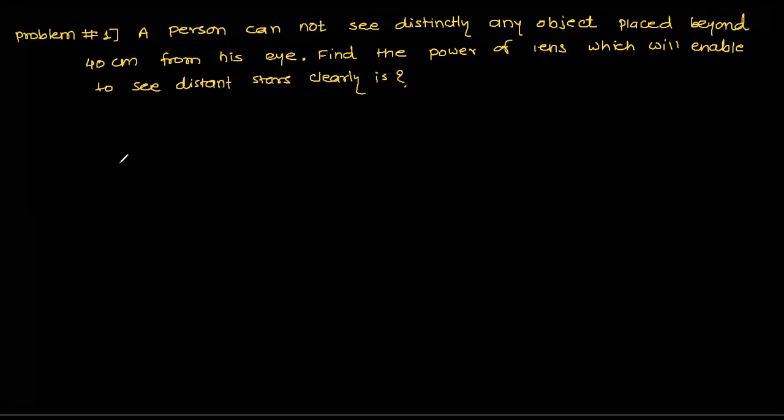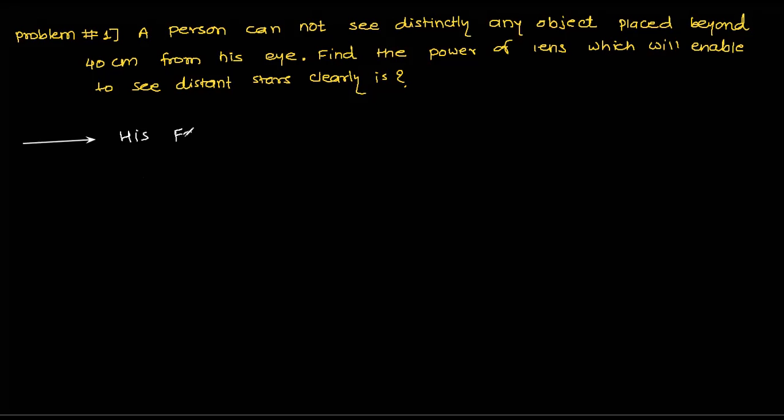Okay, so this is the question. You might have understood what he is saying. If a person cannot see distinctly any object placed beyond 40 centimeter, it means that unless the object comes near to 40 centimeter, he cannot see, right? So we have to see now what is given here. So his far point is given.